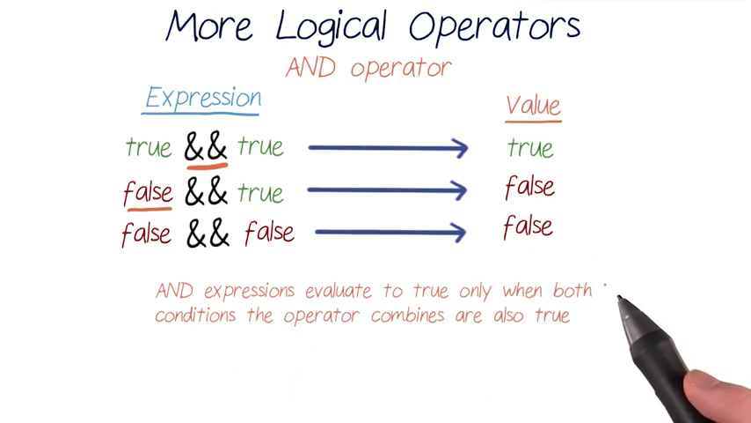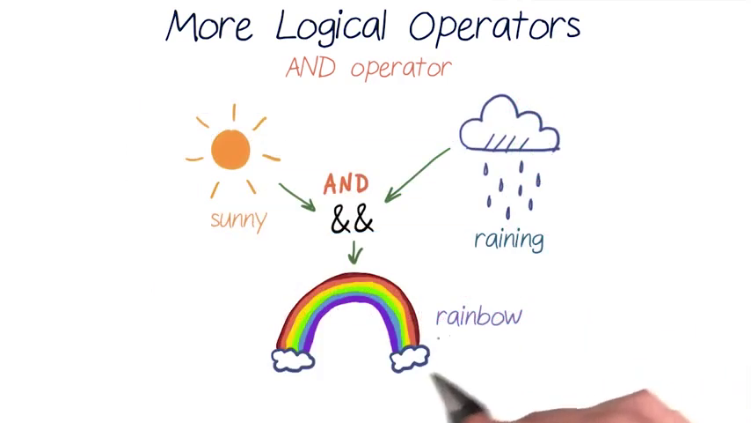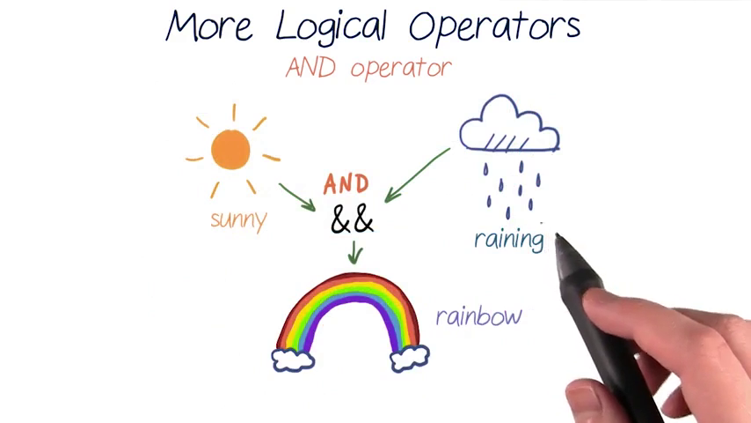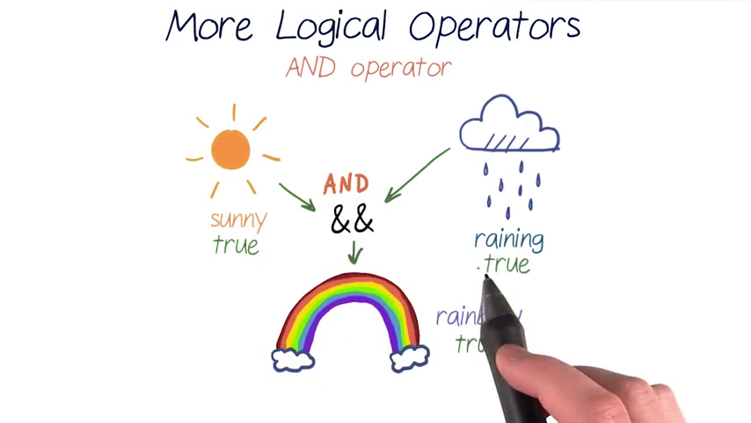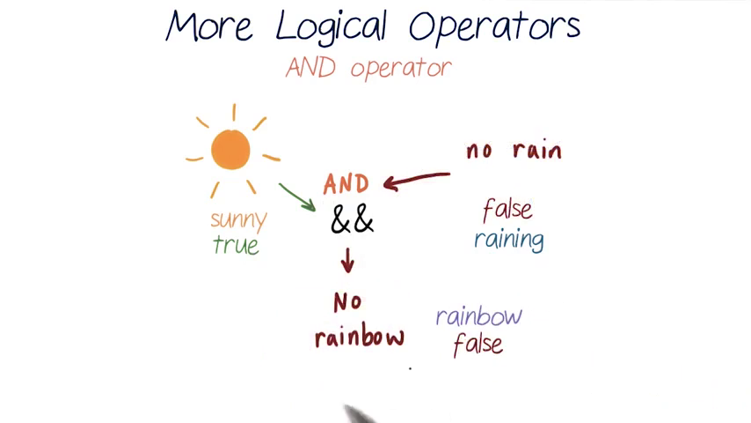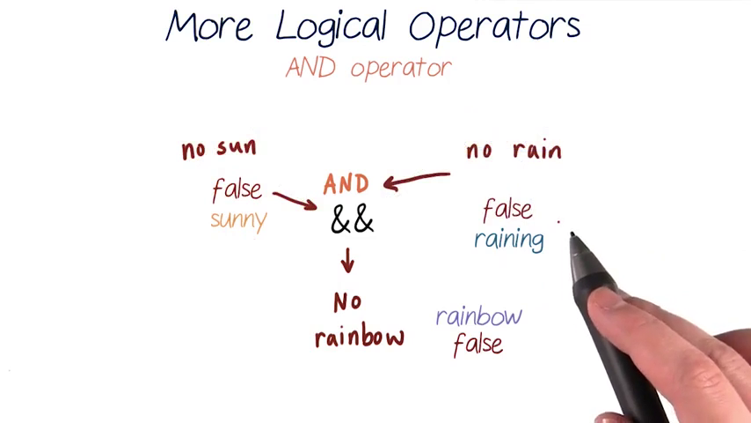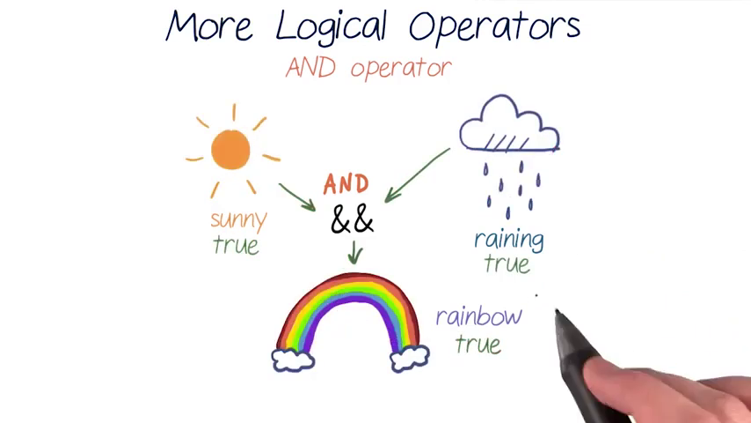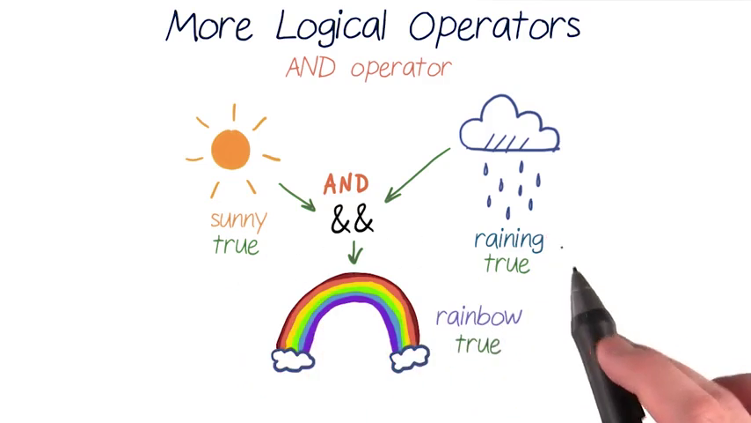It might be helpful to think of how logical operators like an AND can be applied to real-life scenarios. Let's take the weather as an example. Let's say that if it's sunny and raining outside, then this will create a rainbow. So if it's true that it's sunny and it's true that it's raining, we'll create a rainbow. But if only one of these conditions is true, like if it's only sunny, then no rainbow will be created. Same goes for if it's only raining. And if neither condition is true, then still no rainbow will be created. The only way a rainbow is created is if both sunny and raining conditions are true.